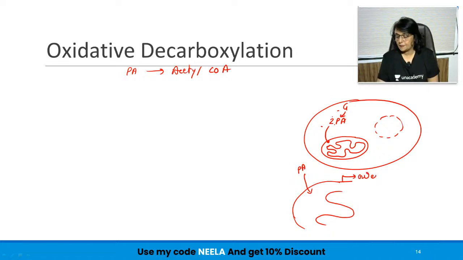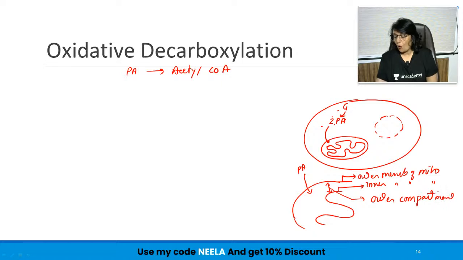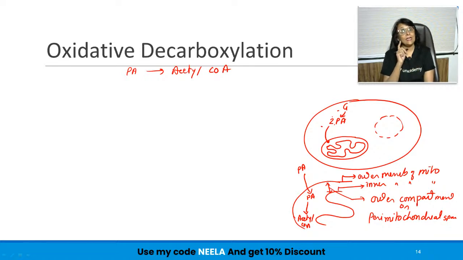This is the outer membrane of mitochondria, and this is the inner membrane of mitochondria. The space between the 2 membranes is called outer compartment or perimitochondrial space. In this outer compartment, pyruvic acid is going to change into acetyl coenzyme A, and inner mitochondrial membrane allows the entry of acetyl coenzyme A, and this inner thing which is there is the matrix, and in the matrix would take place Kreb cycle.